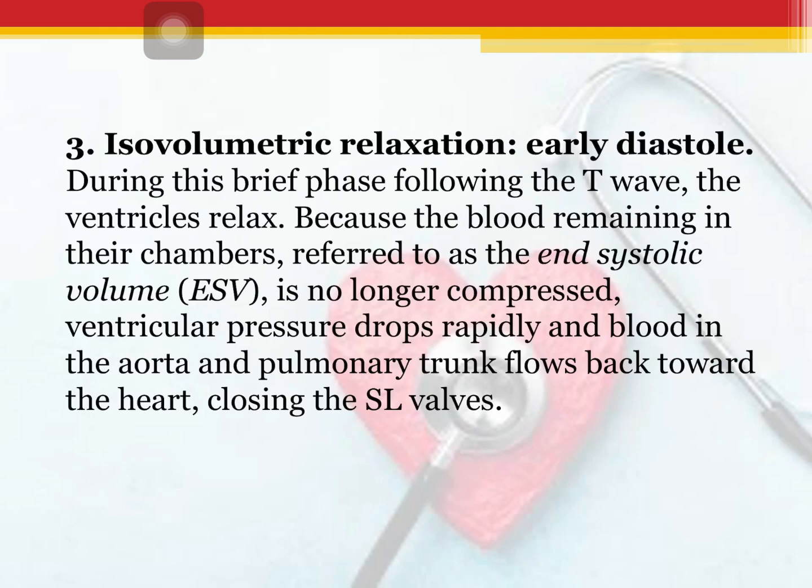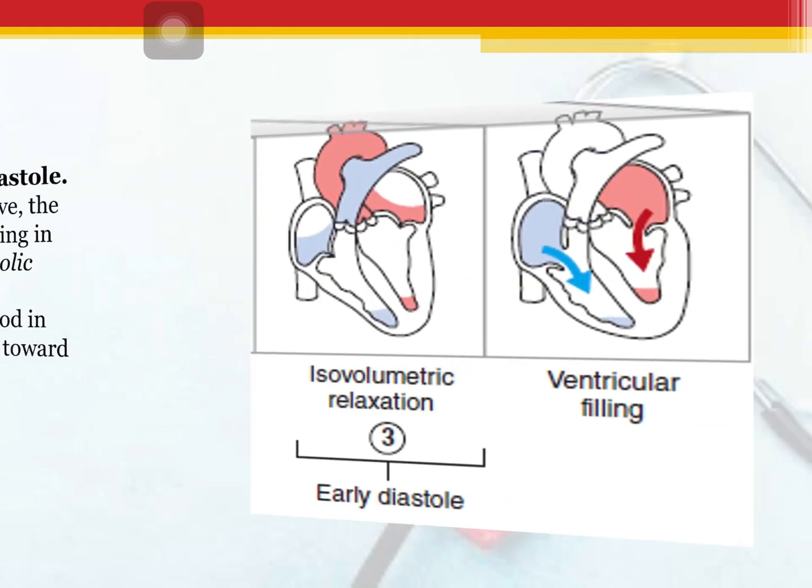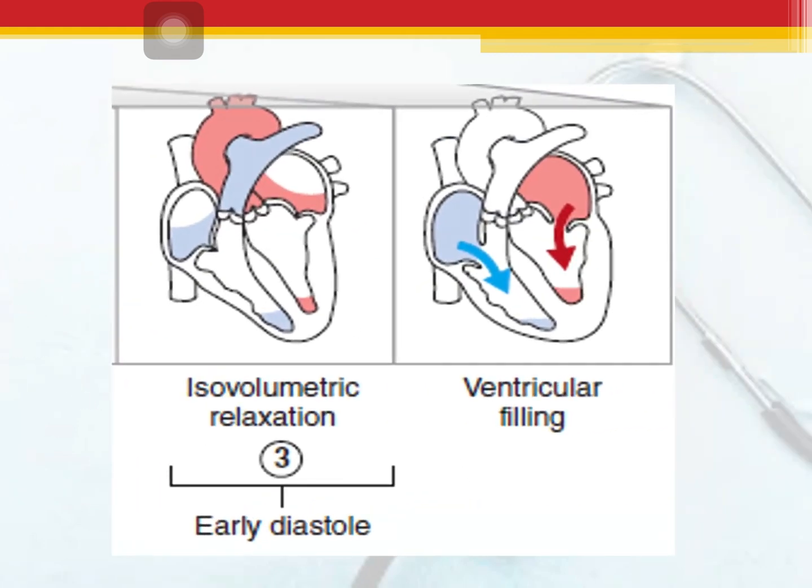So, when the blood rushes to the pulmonary trunk and the aorta, it slowly flows backward towards the SL valves, closing them. So, when the SL valves are closed, the blood remaining in the ventricles cannot go to the pulmonary trunk and the aorta. And that volume of blood is called the end systolic volume.